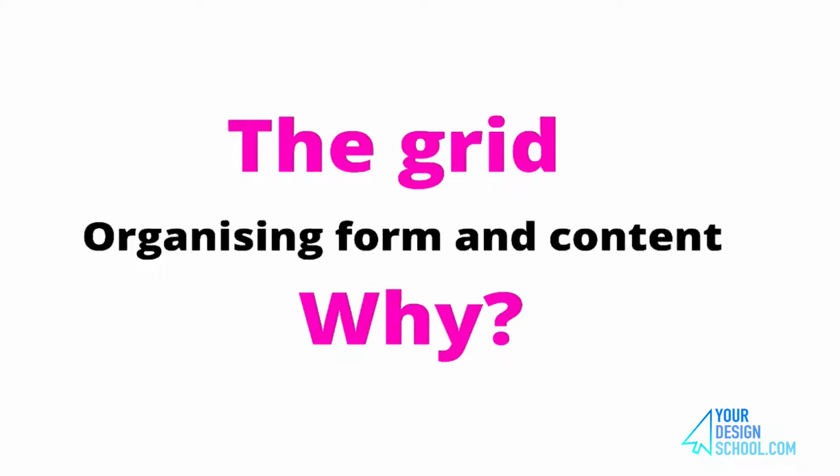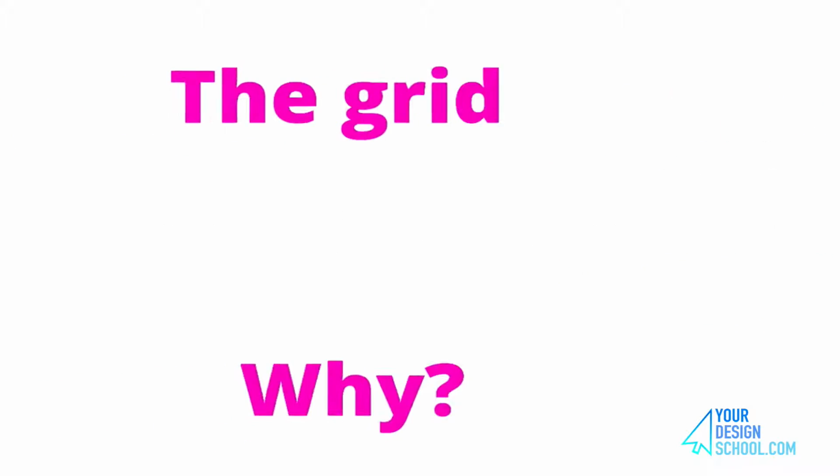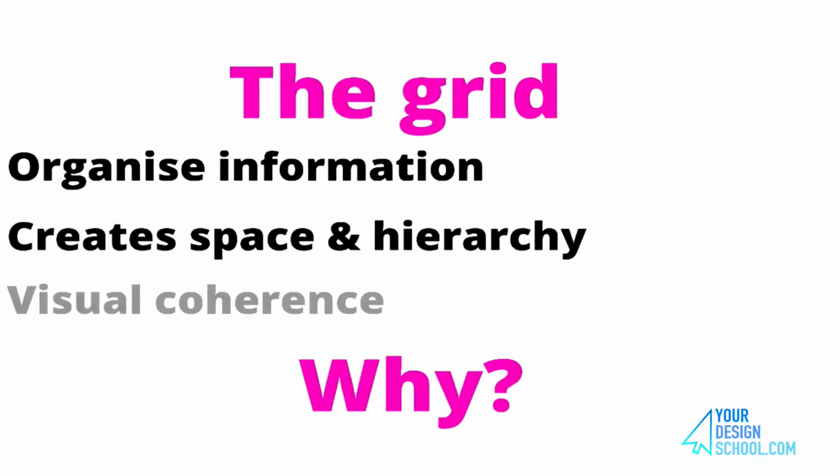The whole point of a grid system is for you to organise your form and your content. It's going to make it easier to read. It's going to organise the information, it creates space and hierarchy, and it creates visual coherence so that the whole thing looks like it's from the same publication. So it creates kind of a style for the magazine, some guidelines for the designer to work to, and a style that's going to meet the target audience expectations.